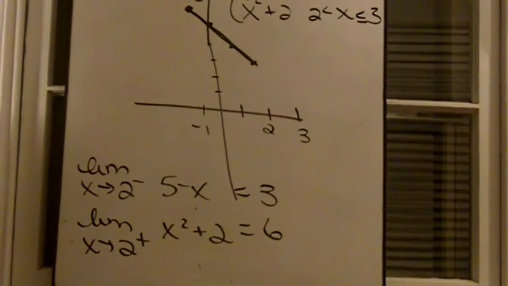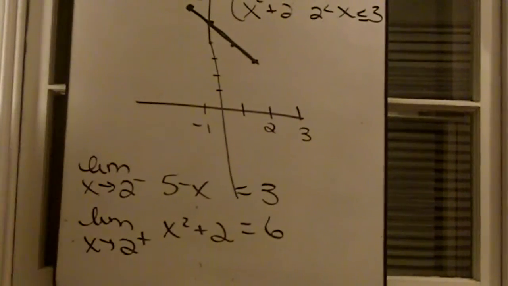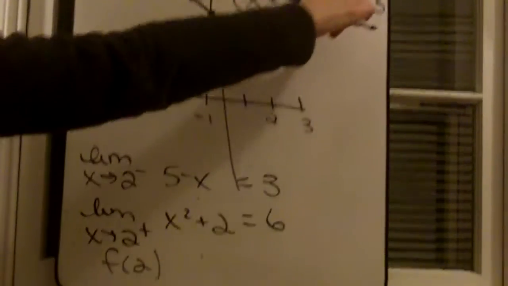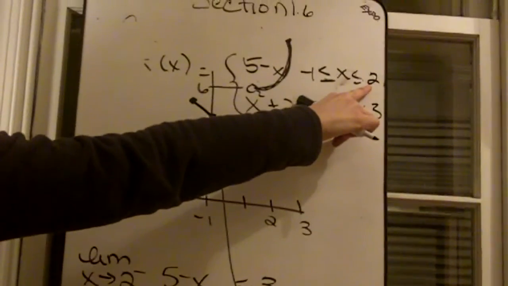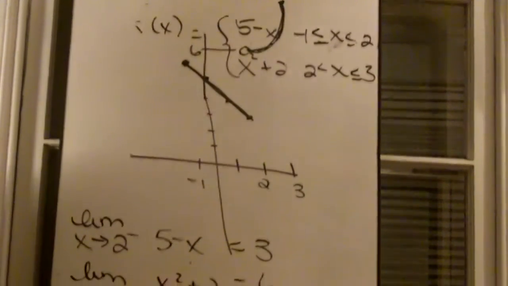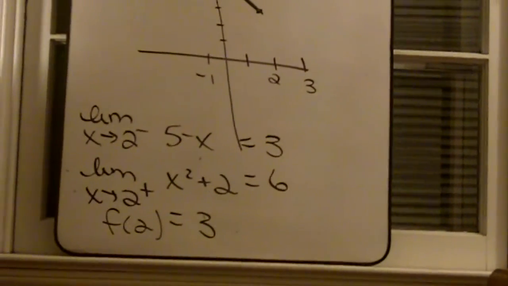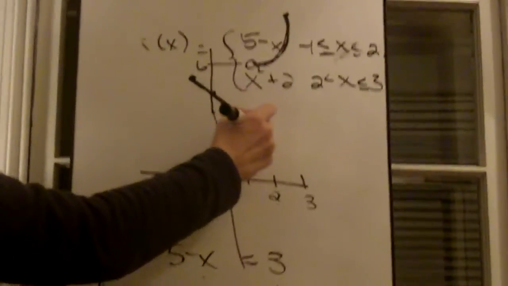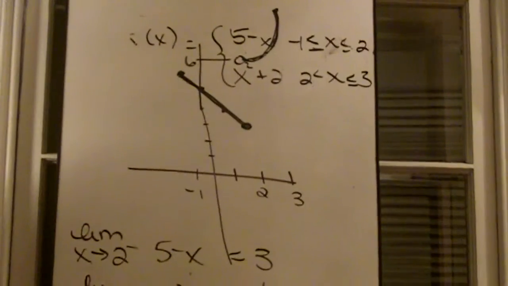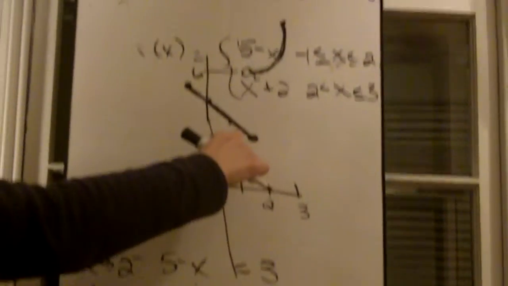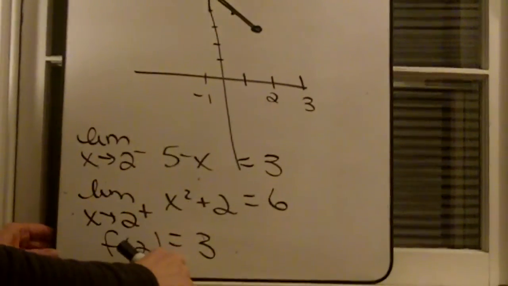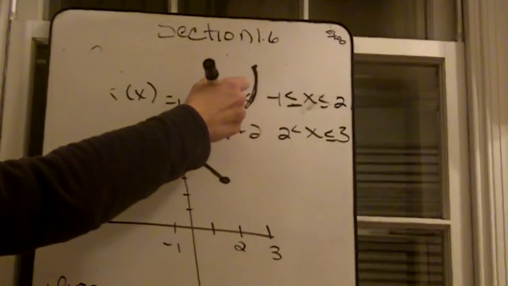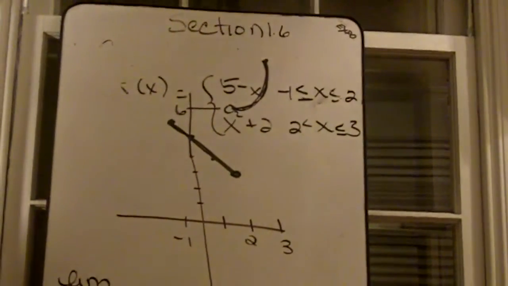And if the limit doesn't exist, it can't equal the function value. And in this case, the function value at 2, you would have to use the piece where 2 is included in the domain, and that would be 3. So in other words, this function is continuous from the left because the limit from the left equals the function value. But it's not continuous from the right because I don't match the function value.